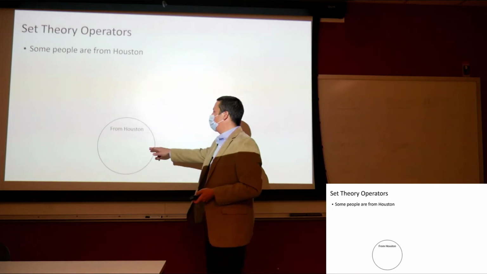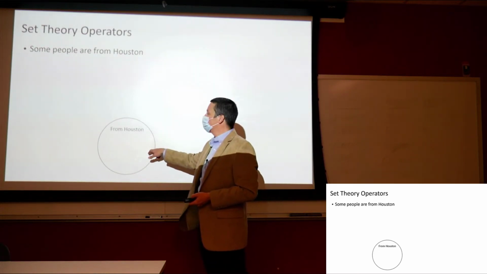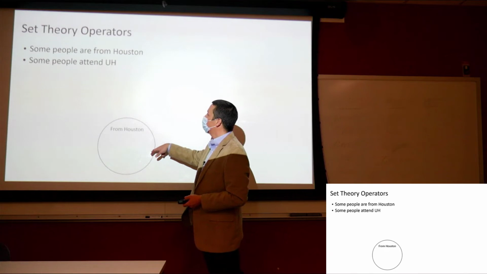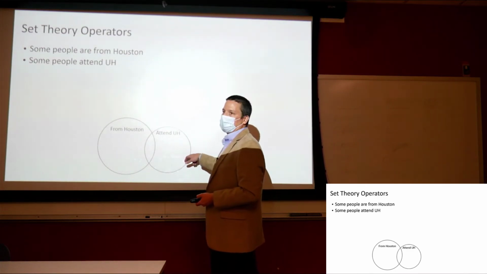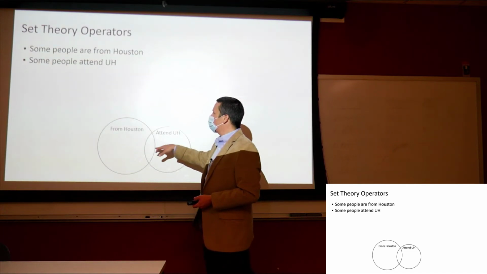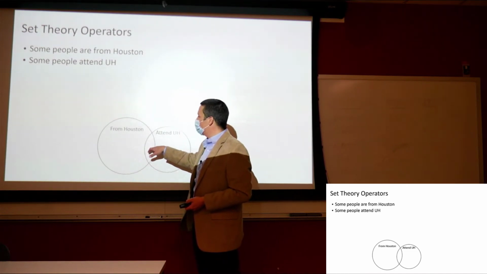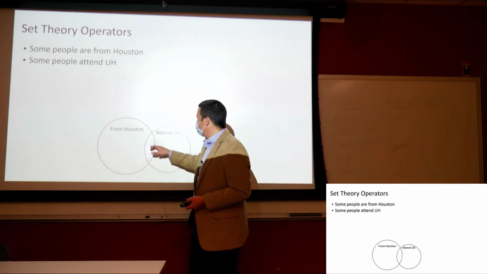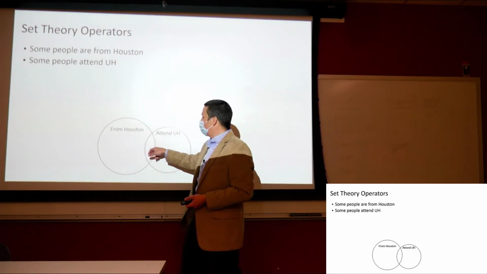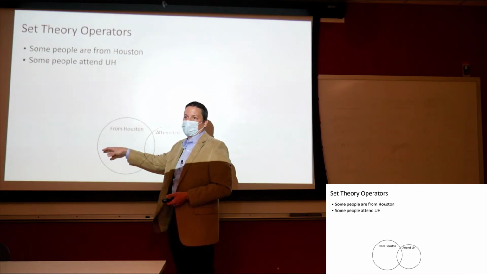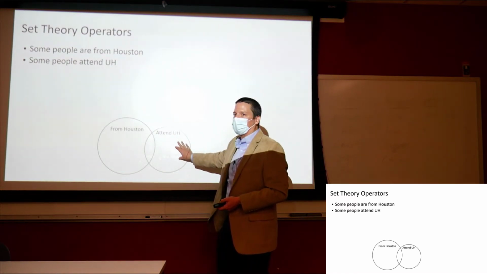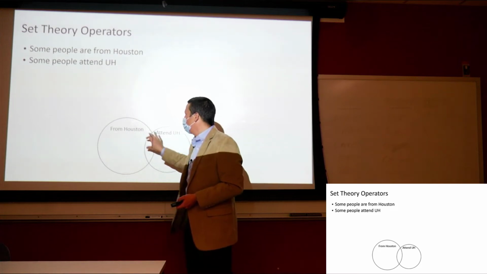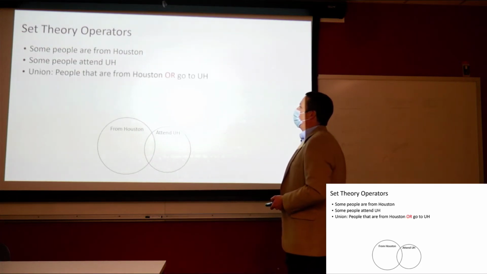Let's say one data set is people that are from Houston. I think it's fair to say some people are from Houston. We also have some people that attend the University of Houston, and there is some overlap in these two data sets. There are some people from Houston that attend the University of Houston. There are some people from Houston that don't attend the University of Houston. Poor guys, feel sorry for them. And then there are some people that attend the University of Houston that are not from Houston. So we have three different situations that people could be in.